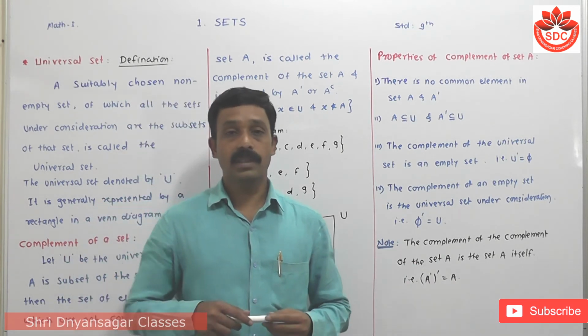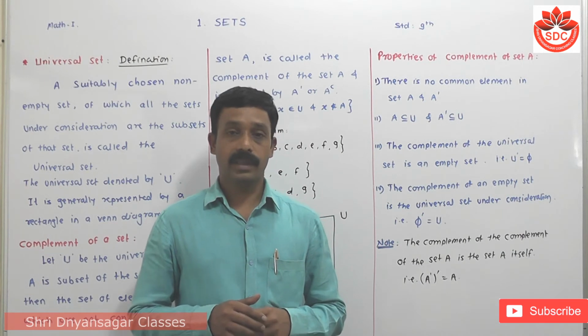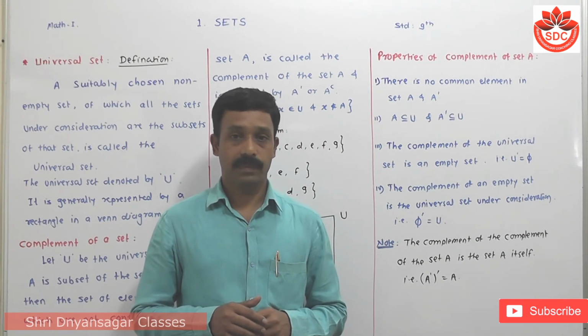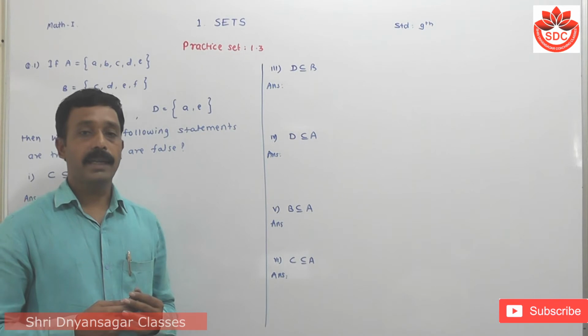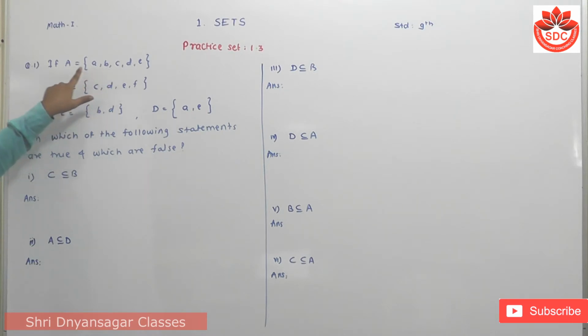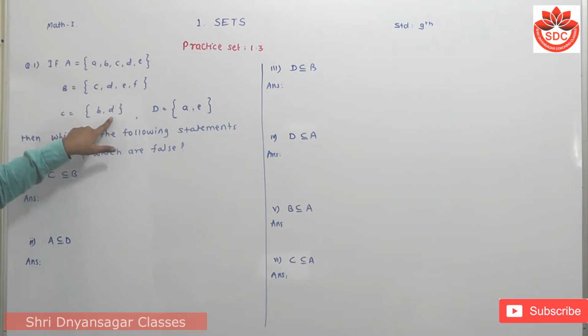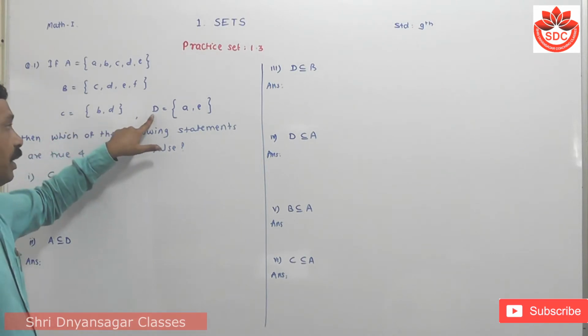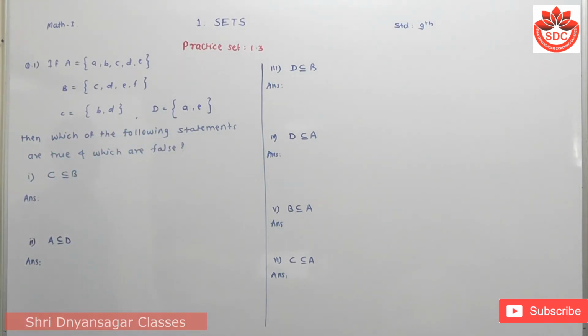Then we discuss the next, practice set 1.3. Let's see practice set 1.3. The first question is: if A is {A, B, C, D, E}, B is {C, D, E, F}, C is {B, D}, and D is {A, E}, then which of the following statements are true and which are false?